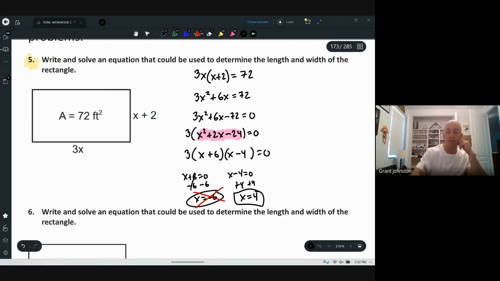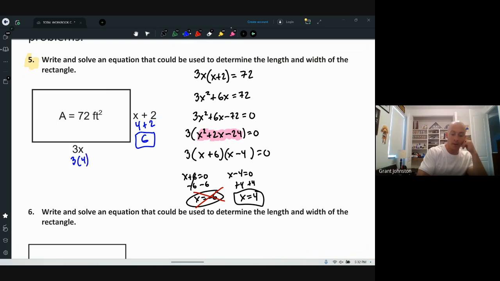Because if x is 4, then this length is 6 up here, and then this length is 12. And 12 times 6 is 72, isn't it? So this length here is 12, and this width here is 6. I think that's what the question really wants. All right, I'll let you try 6 then. But that's quadratic application problems.